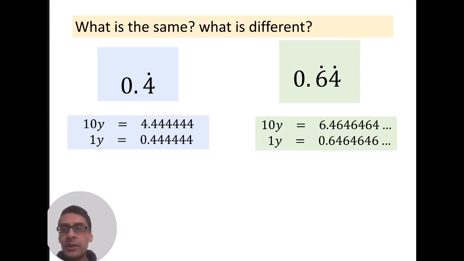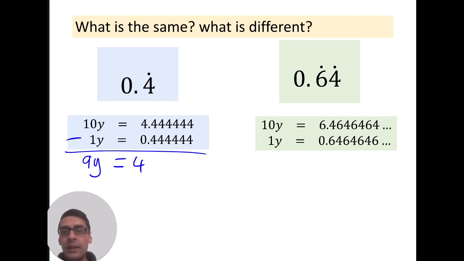Now, if we try to do our subtraction on the left, this works out quite nicely because you've got 10 take away 1, it's going to be 9y equals 4 take away 0 is 4, and then the recurring part cancels out. So in this case, we can automatically see y is equal to 4 over 9.